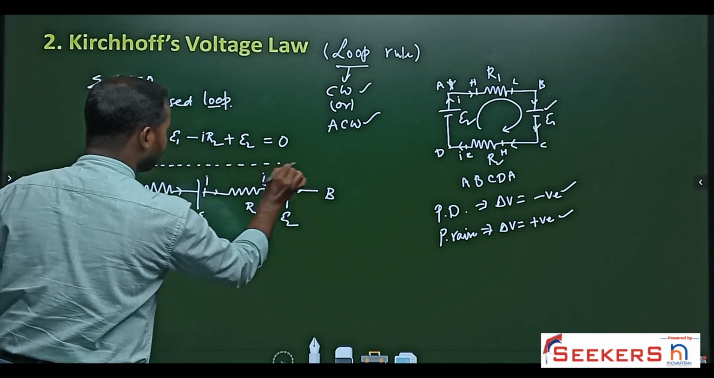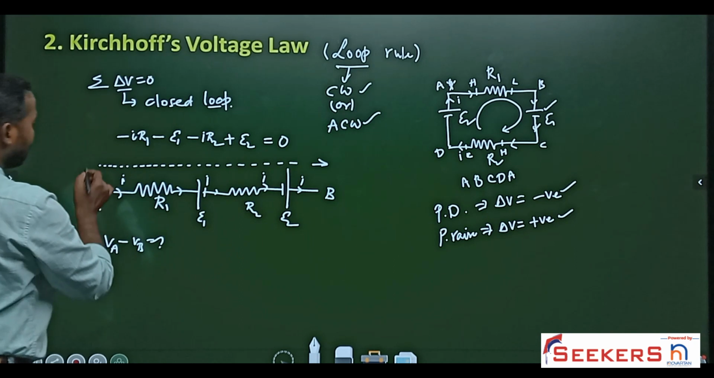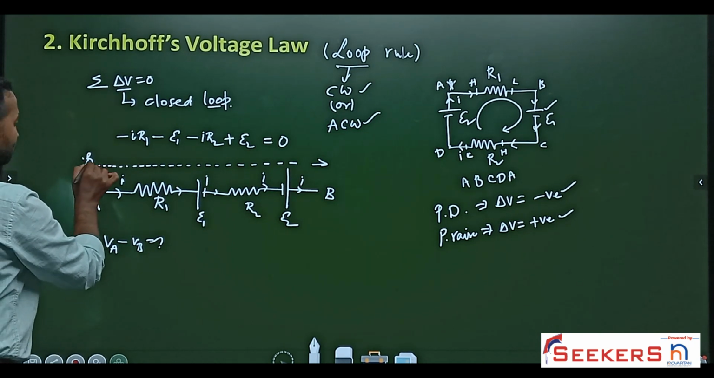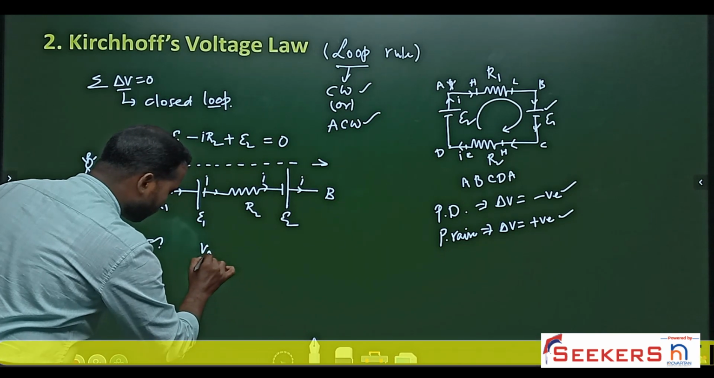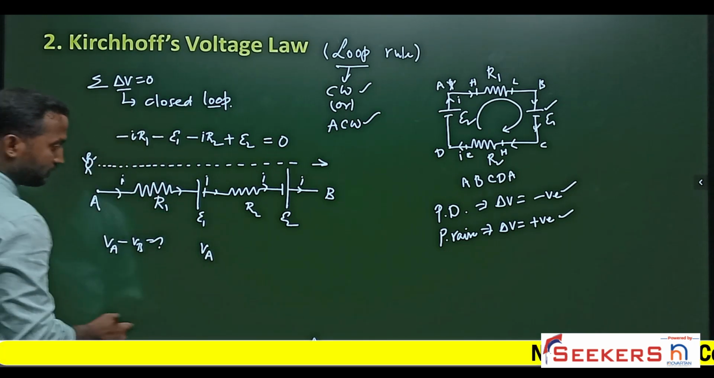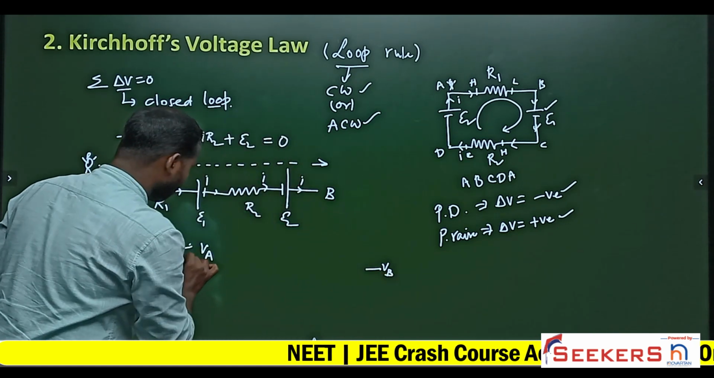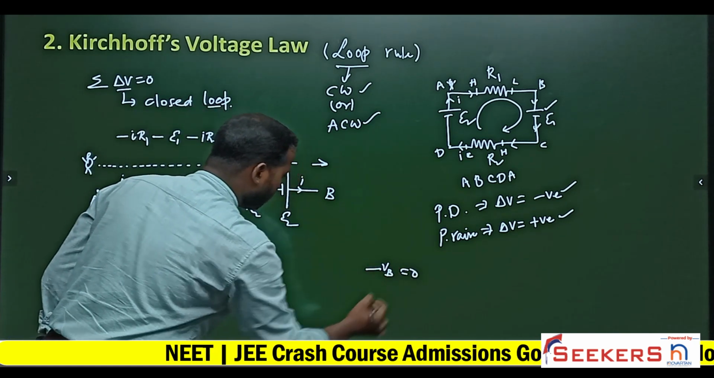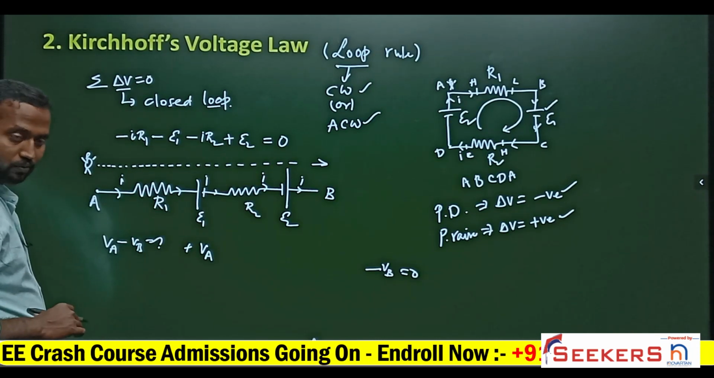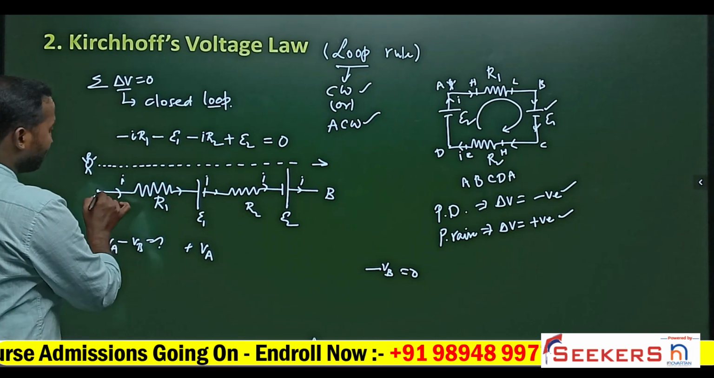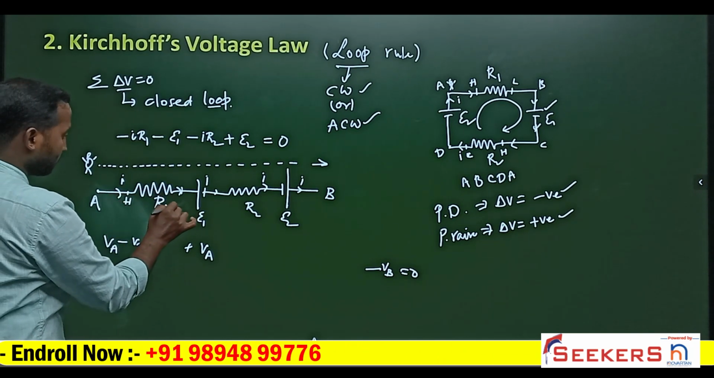I am choosing the path from A to B like this, A to B. Now I started moving from A to B. Wherever I start, potential is high, potential is positive. Wherever I end up, potential is negative. In between, all the potentials you have to write using Kirchhoff's voltage law. Now I am moving this way. That means I am going from higher potential to lower potential.